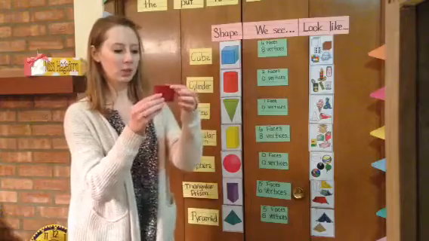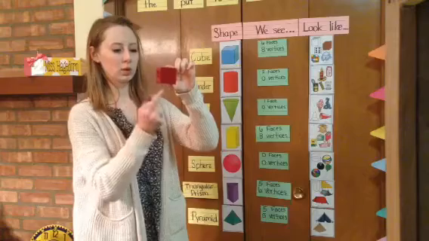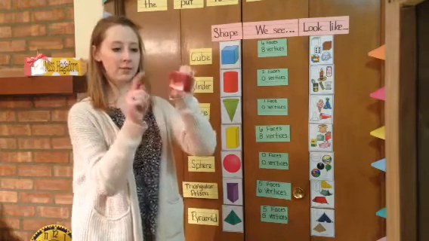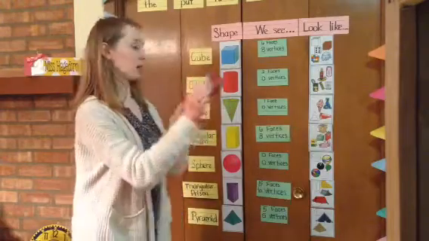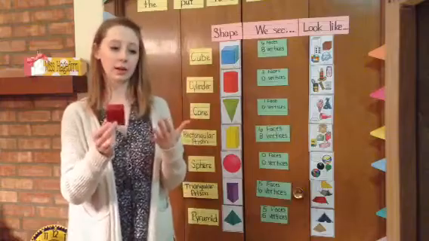Let's count and see how many we've got. We'll start here. 1, 2, 3, 4, 5, 6. A cube has 6 faces, and all of those faces are squares.